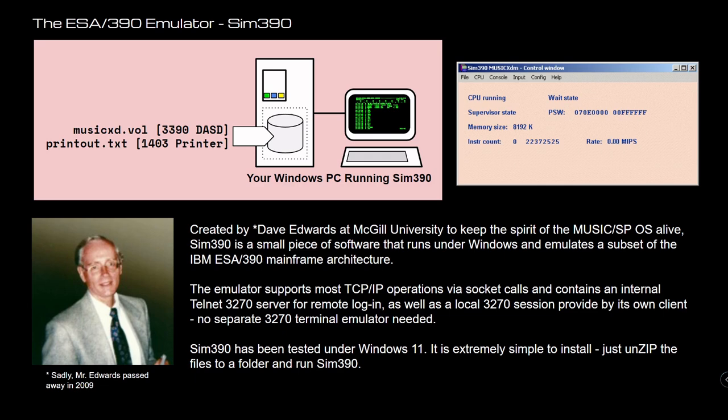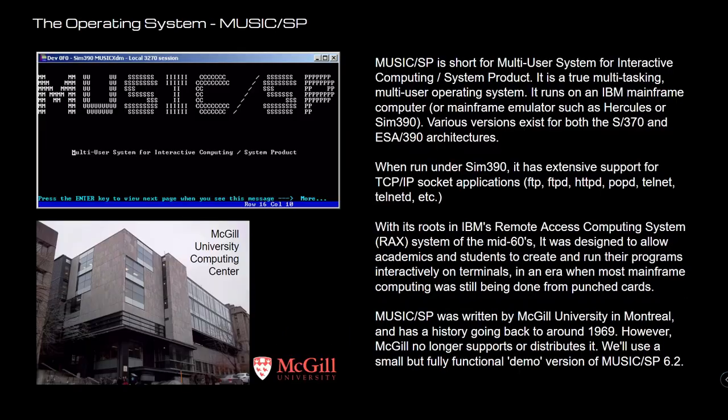So instead of having a printer making a lot of noise, you're going to have a file called printout.txt in the same directory as all these things. It's all in one directory. And that's where the emulation will occur. And that's how this thing pretends that it's a mainframe.